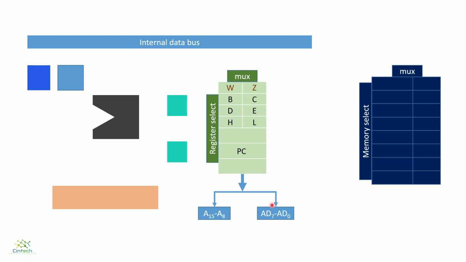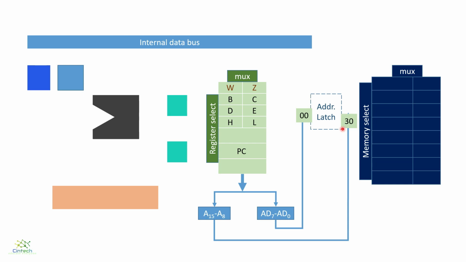So now, this value 00, the lower byte of the address, comes through AD7 to AD0 to the address latch. And at the same time, 30, the higher byte, comes through A15 to A8. Address latch is already enabled, so 00 gets latched on the other side of the latch. Address latch is something that is used to separate data and address. So you get 3000 hex here. After it comes to the memory select, the particular location with address 3000 hex gets selected.